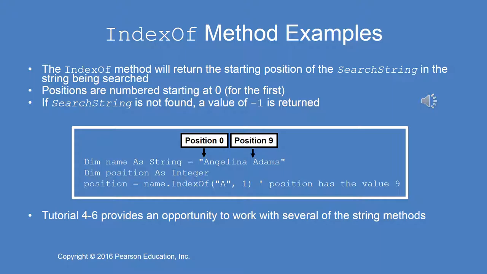If we started at zero, we would get a zero. But because we started at one, we return nine. Now remember, index zero in that string is the first character, which is a capital A. But we didn't start searching at index zero. We started searching at index one, and it only searches forward. So it's going to return a nine based upon that particular criteria.